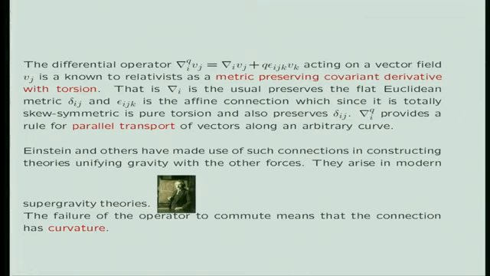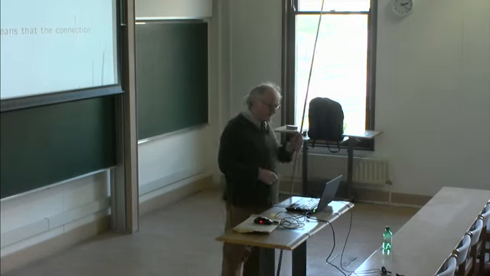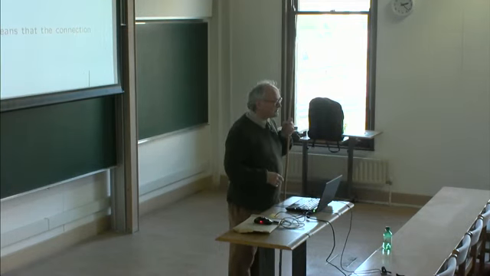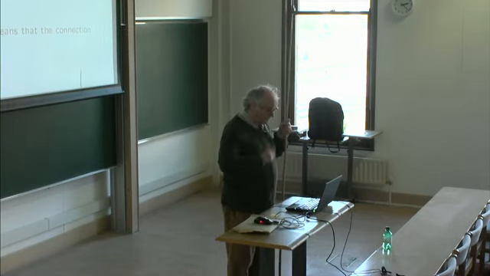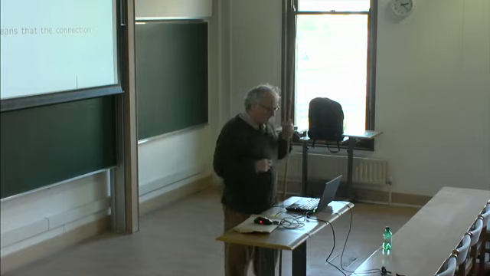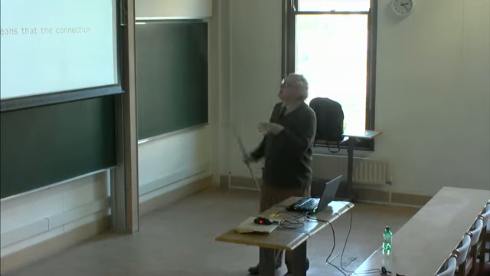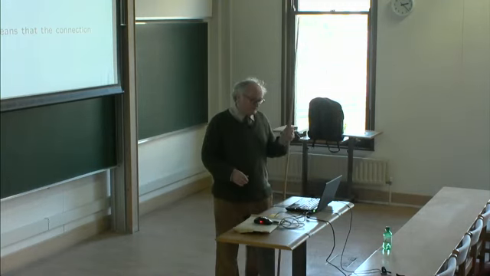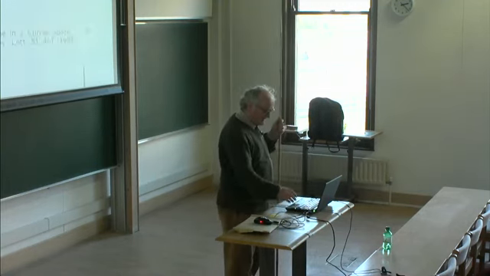So if I have a direction, I go along a direction like this, I have a vector like this, I just rotate around as I move along. That's what parallel transport means. This was used by Einstein and others and still arises in modern theories of gravity, for example, supergravity. And the failure of these operators to commute is what we call curvature. So that's a sort of side remark.